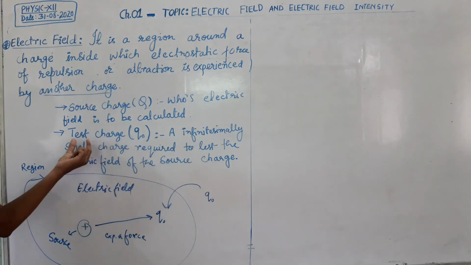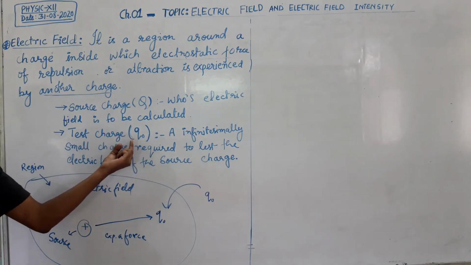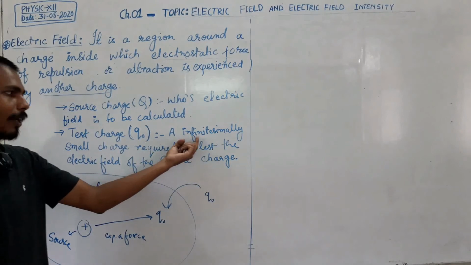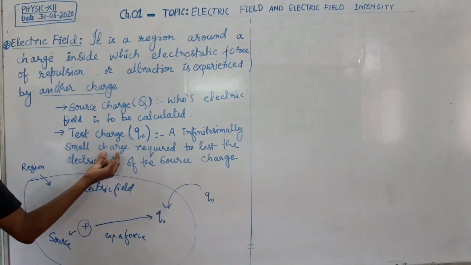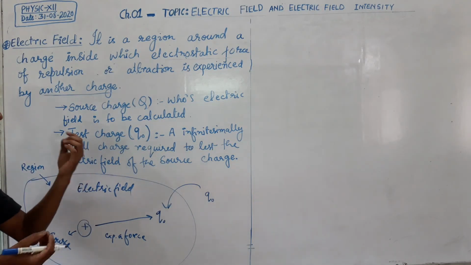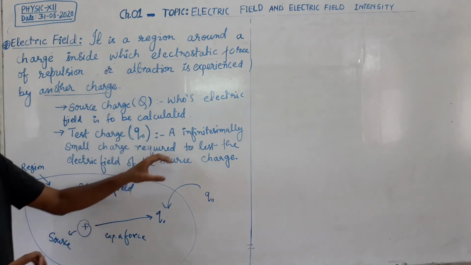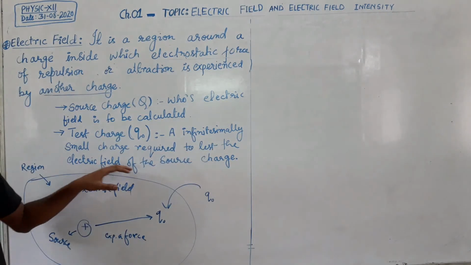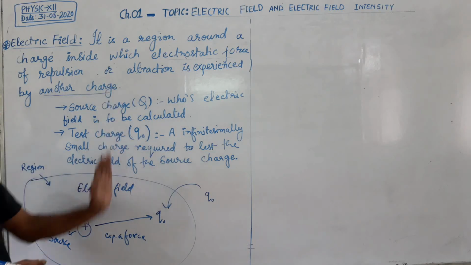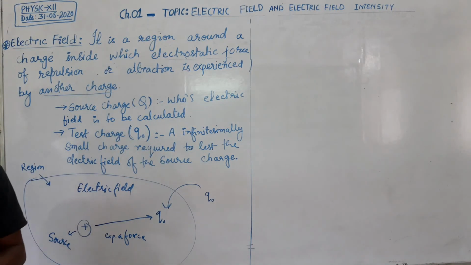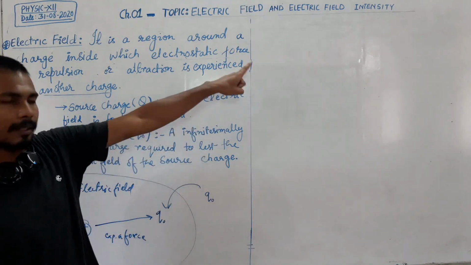So the test charge is represented by q naught, an infinitesimally small charge, very small, almost near to zero, to test the electric field of the source charge. So this much about electric field. In the next topic we will learn electric field intensity.